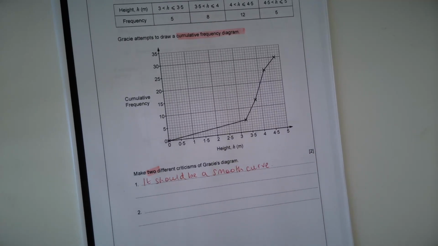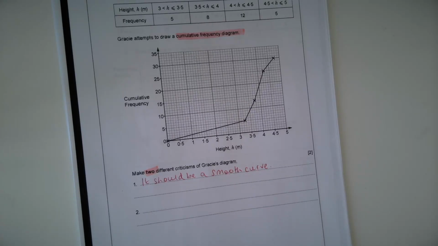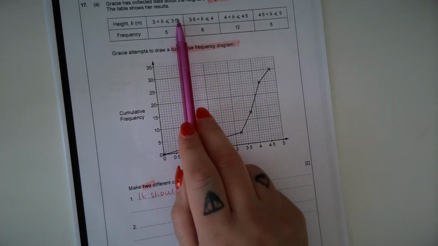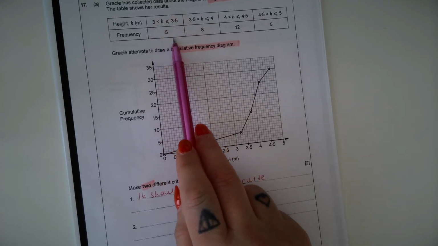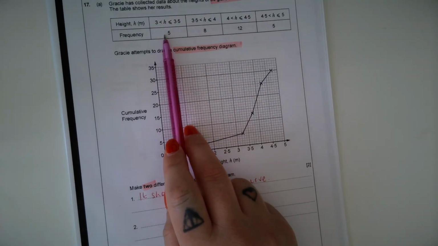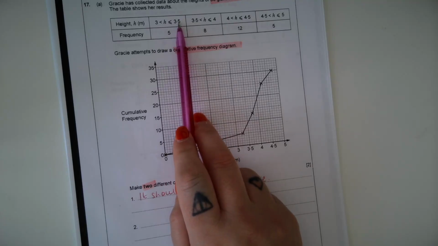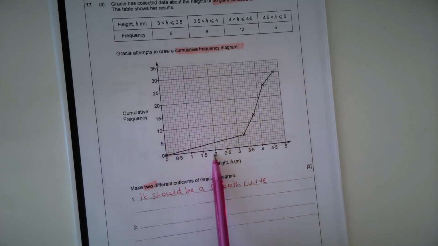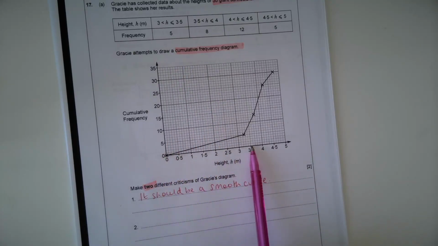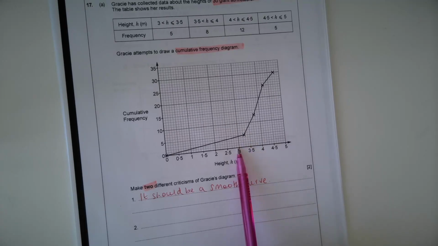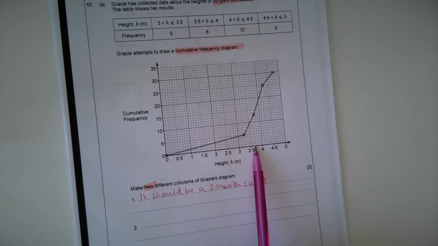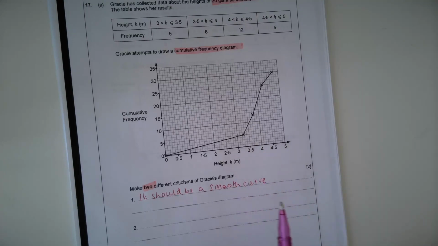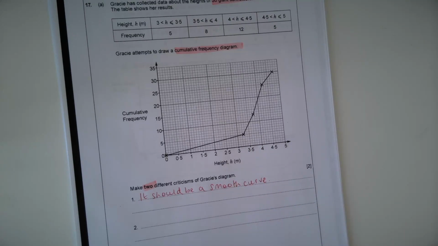The next point to note is that we should plot points on a cumulative frequency diagram using the end point of the range. So when I plot this point on the graph, I would plot at 3.5 on the horizontal height axis and then 5 on the frequency for the height. So if I go to 3.5, what we can see has happened here is Gracie's plotted the midpoint between 3 and 3.5, not the end point. And we use the end point for cumulative frequency.